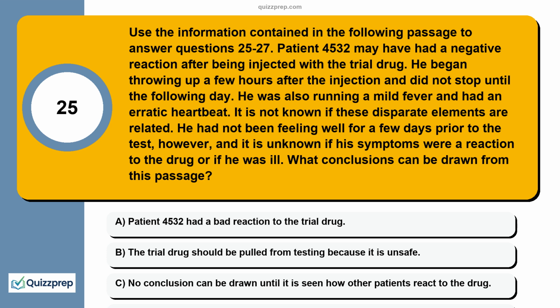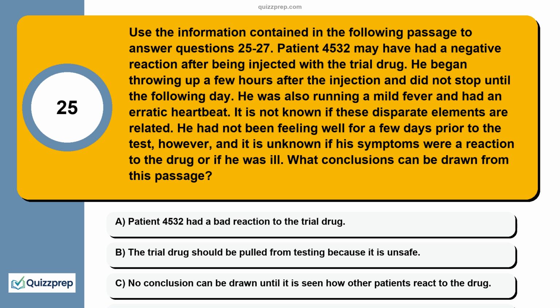Question 25. Use the information contained in the following passage to answer questions 25 to 27. Patient 4532 may have had a negative reaction after being injected with the trial drug. He began throwing up a few hours after the injection and did not stop until the following day. He was also running a mild fever and had an erratic heartbeat. It is not known if these disparate elements are related. He had not been feeling well for a few days prior to the test, however, and it is unknown if his symptoms were a reaction to the drug or if he was ill.